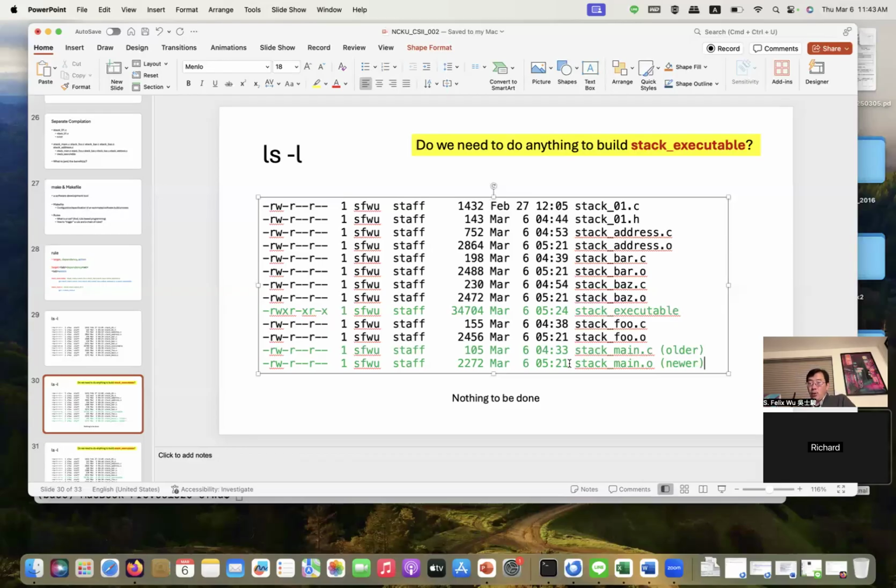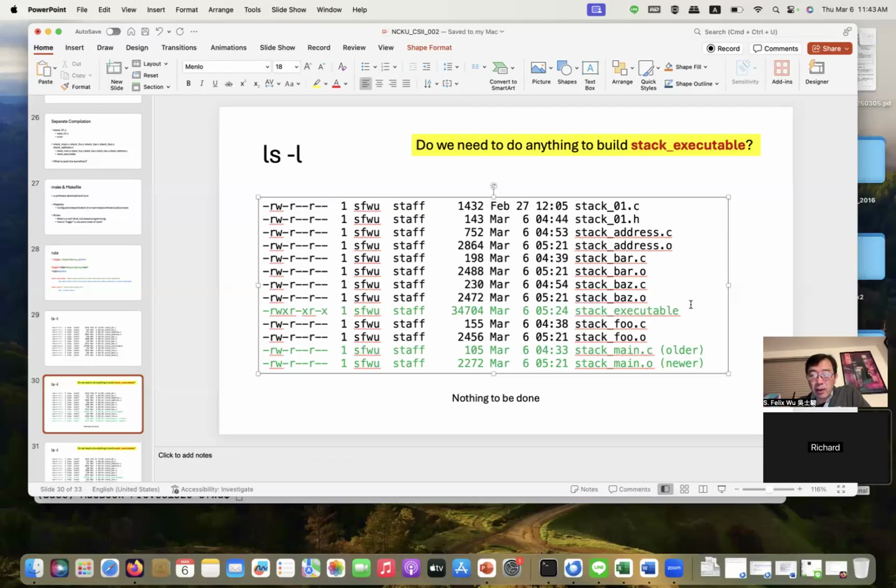So if .o is newer than .c, then you don't need to regenerate .o. So essentially, you save all the compilation. Of course, you can still compile stack main.o, but you won't get anything better, because your source code is actually older than your previous executable code. Okay, so that's one thing.